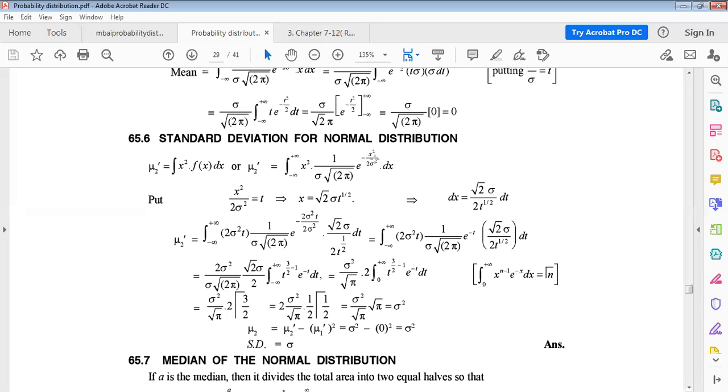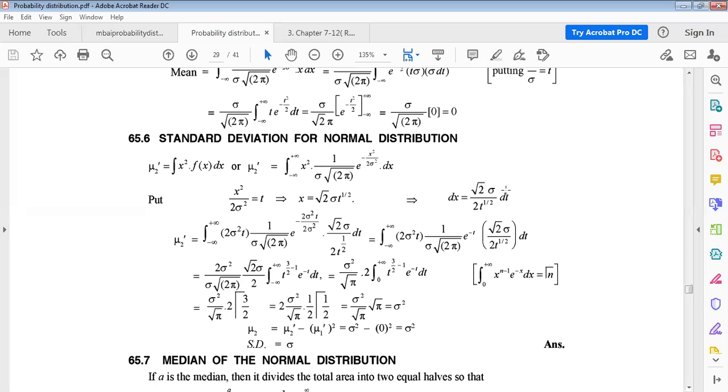Now putting x square by 2 sigma square equal to t, a substitution process. Okay, x equals root over 2 sigma t to the power half. Then taking differentiation on both sides, dx will be: sigma root 2 is constant, t to the power half differentiates to 1 by 2 root t, with dt with respect to t.